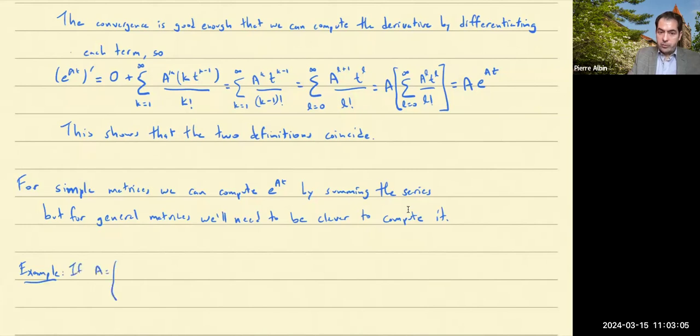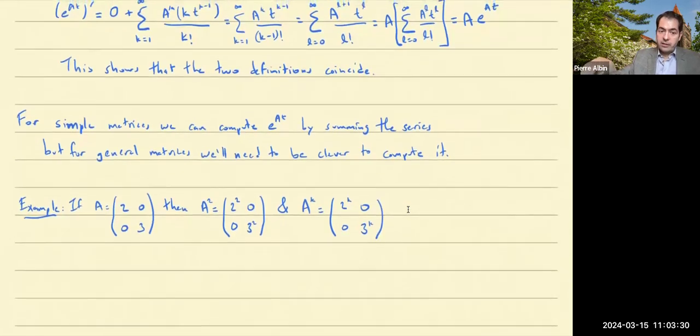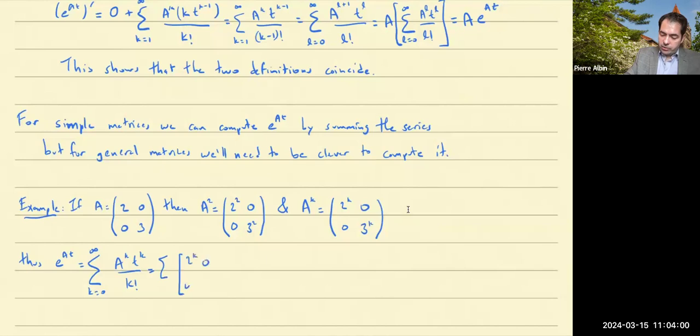So suppose A is the 2 by 2 matrix with entries 2, 0, 0, 3. Okay. Then if you compute A squared, you would just get 2 squared, 0, 0, 3 squared. And similarly, A to the k would just be 2 to the k, 0, 0, 3 to the k. So then if you want to compute e to the At, right, the series definition, sum k goes from 0 to infinity of, well, let's put the A on the left, A to the k, t to the k over k factorial. So this would be the sum of 2 to the k, 0, 0, 3 to the k, times t to the k over k factorial.